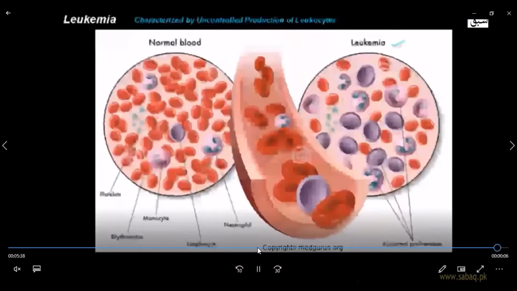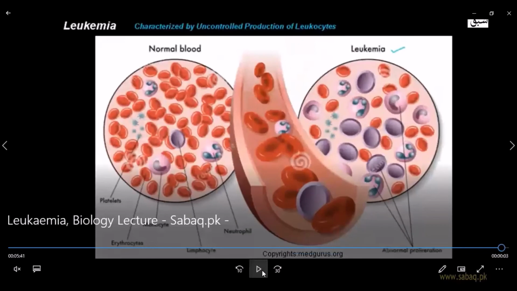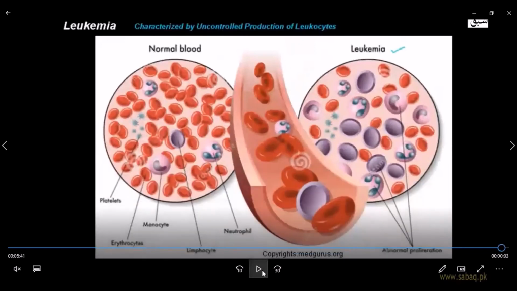So hence, what is leukemia? Leukemia is the abnormal growth of your white blood cells. It can compromise the immune system of your body. There is no particular treatment for leukemia. The only cure is to transplant the bone marrow, that is, removing the problem from its root.